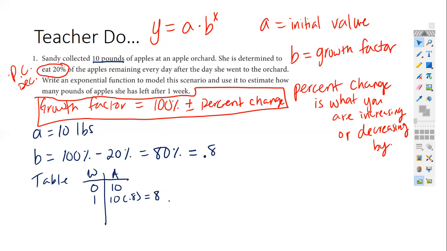Does that make sense? So on day 2, is she eating apples a day, right? Okay. On day 2, I don't know why I put weeks, days. Day 2, I'm going to take 8 and multiply by 0.8. So how many pounds of apples does she have left on day 2?